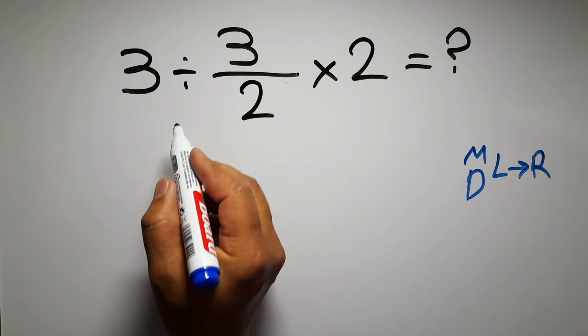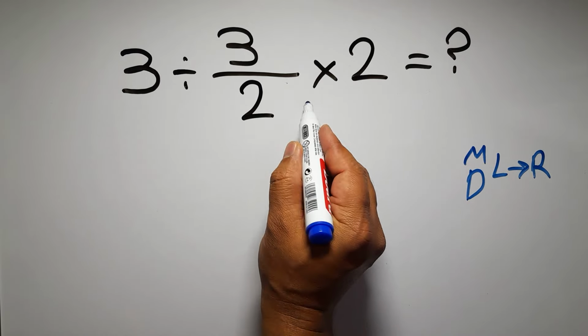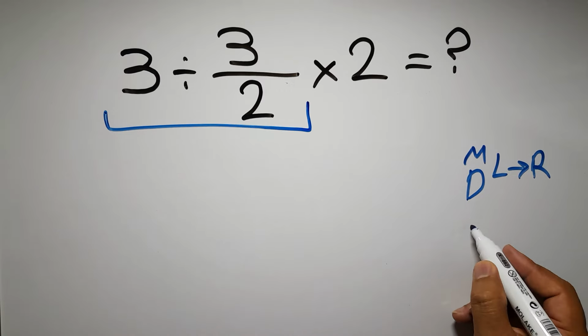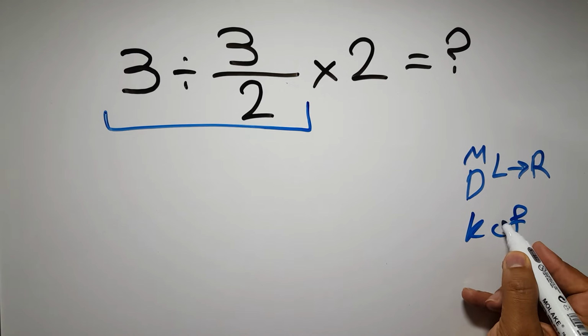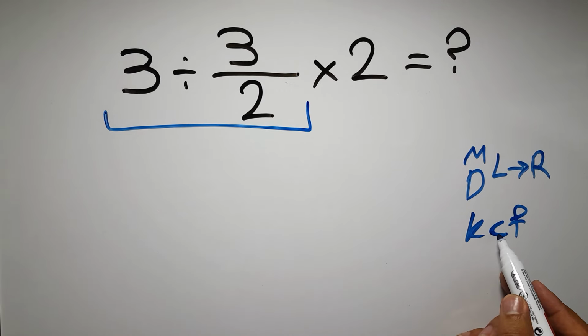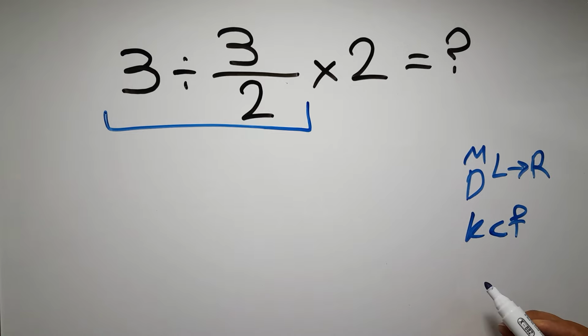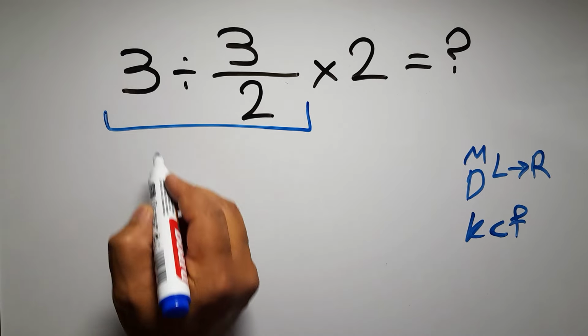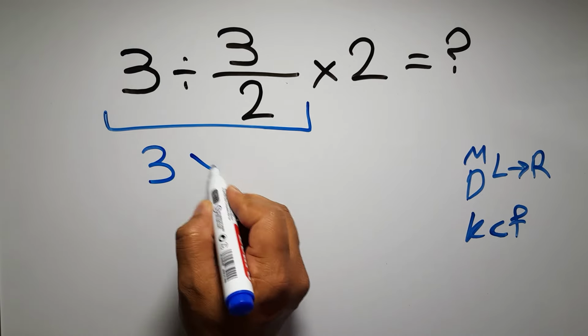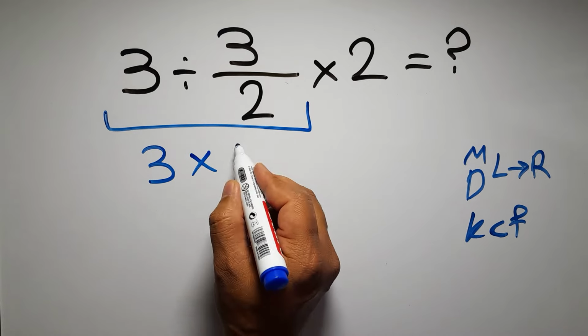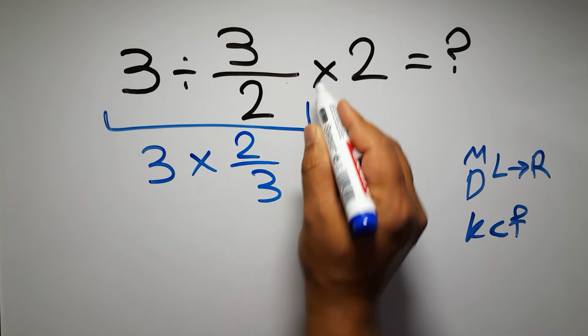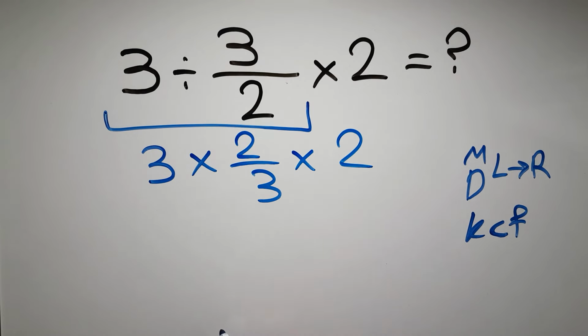So first this division, 3 divided by 3 over 2. According to the KCF rule, K stands for keep, C stands for change, and F stands for flip. We can write keep the first fraction, change division to multiplication, and flip the second fraction. And here we have times 2.